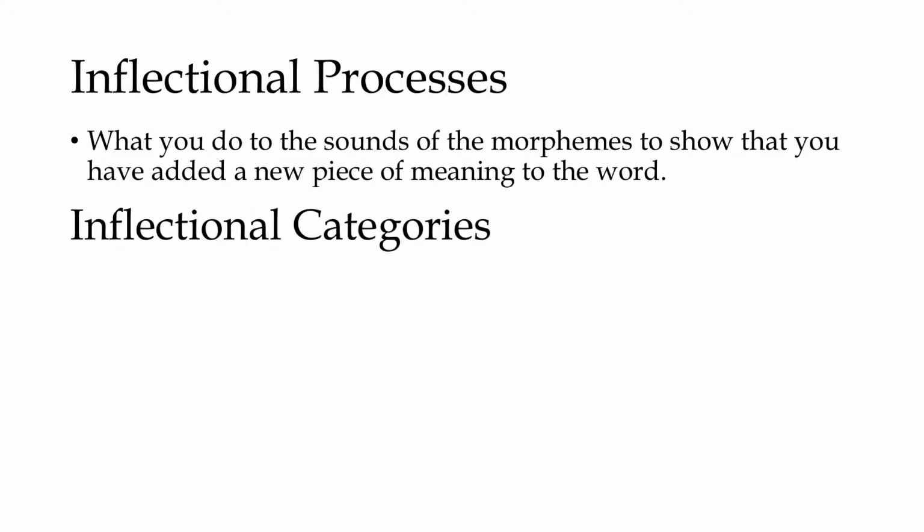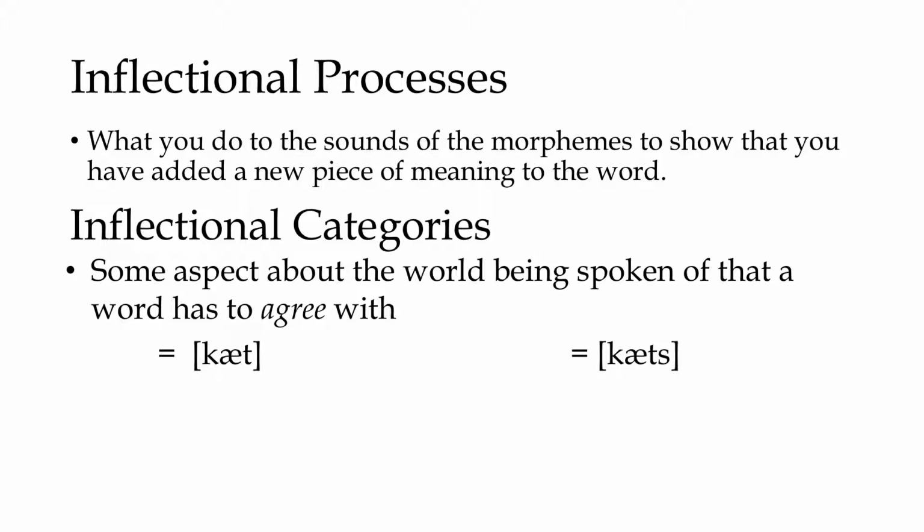The inflectional processes would be what you have to do to the sounds of the morphemes in order to show that you've added this new morpheme, this new piece of meaning to the word you're building. The inflectional category would be the aspect of the world that you're speaking of or that you're trying to call into existence through your speech, through your writing. What aspect of the world is being agreed with? That sounds a little bit abstract.